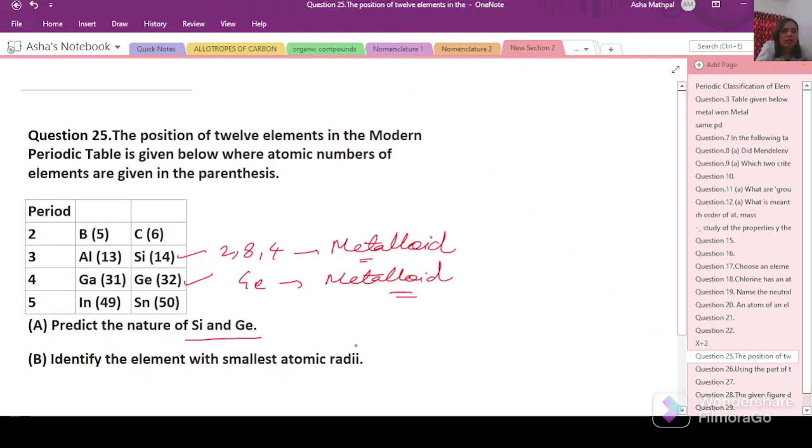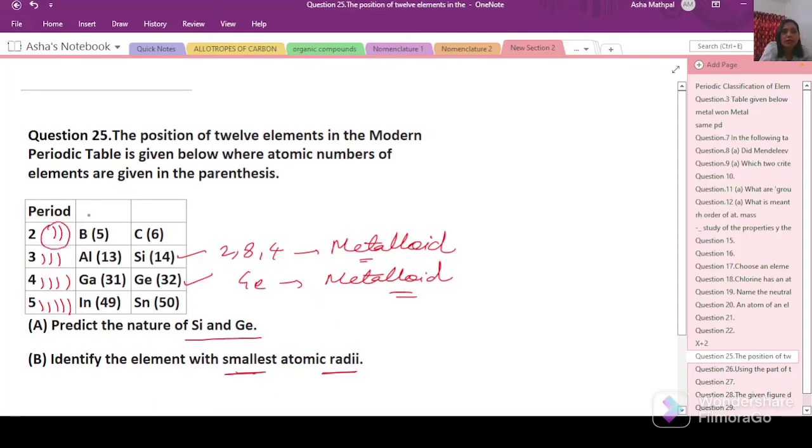Identify the element with smallest atomic radii. Now see, period 2 will have 2 shells, period 3 will have 3 shells, period 4 will have 4 shells, period 5 will have 5 shells, right? They are asking you smallest, not the biggest. So obviously it is period 2, having only 2 shells, so it will be smallest.